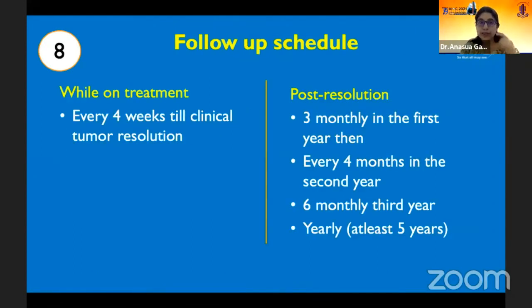The 8th pearl here is long-term follow-up is very important in all these patients. While on treatment, every month they need to come to us. Post-resolution also they need to be on a strict follow-up regimen. What we do here is 3 monthly for a year, 4 monthly second year, 6 monthly third year, and yearly at least for a duration of 5 years.